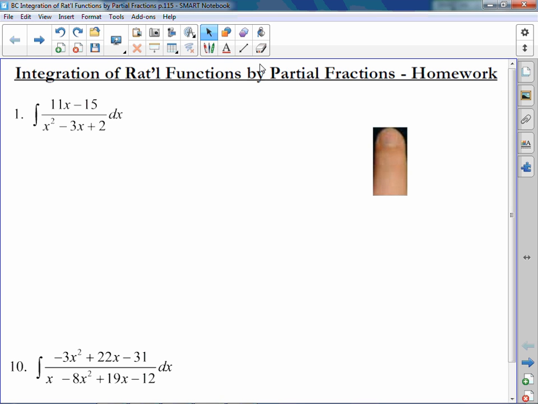All right, today we're going to be doing the integration of rational functions by partial fractions, which is on page 115 in your packet. I'm just going to do a couple of the problems that are on that page to show you how to do it.